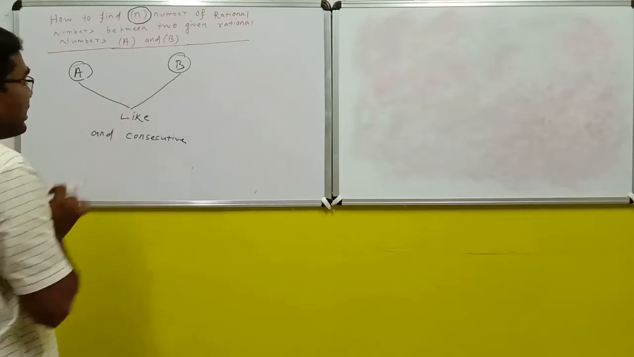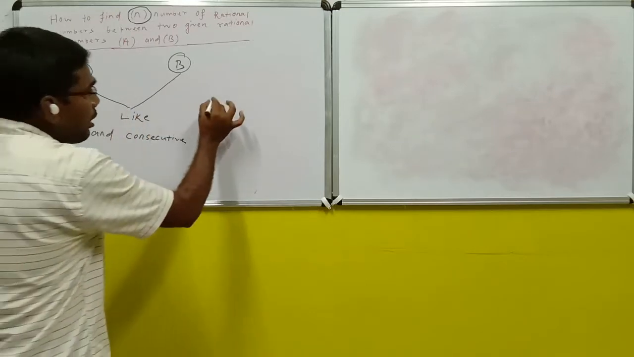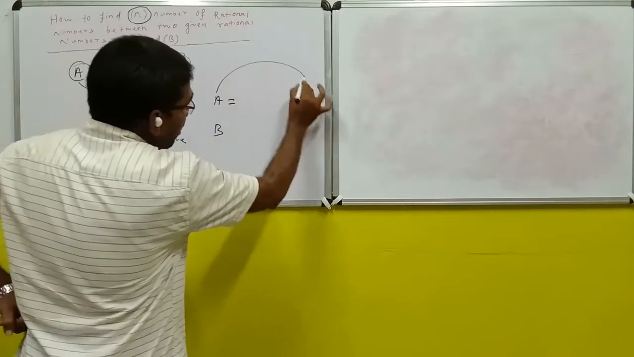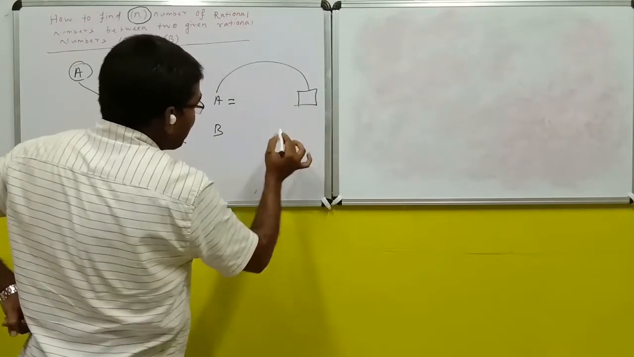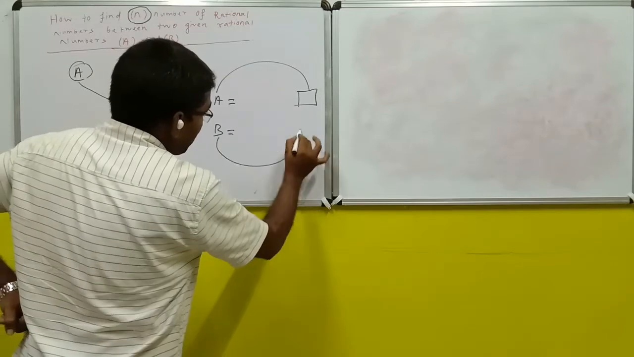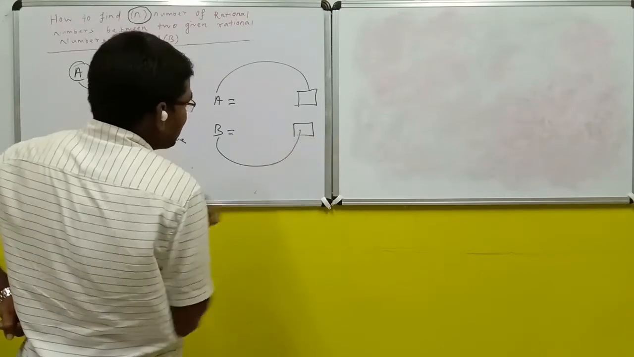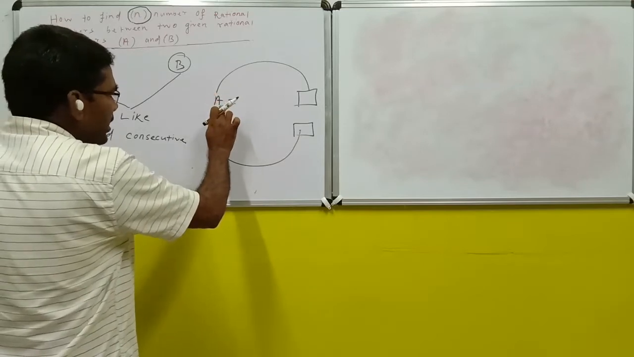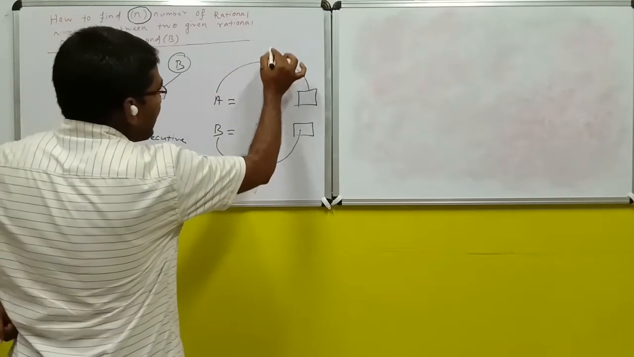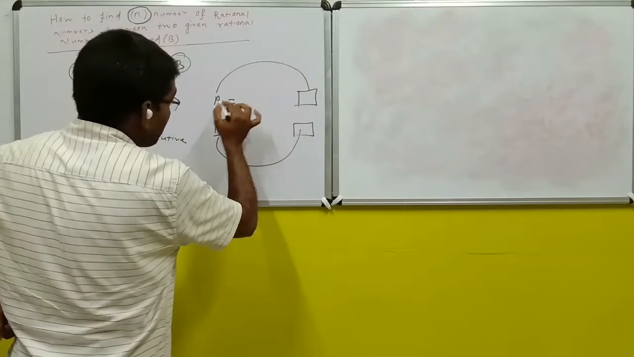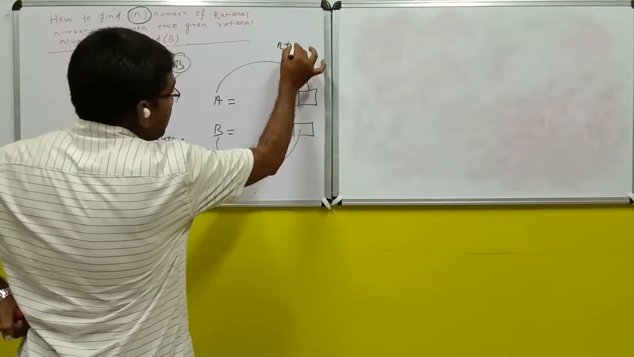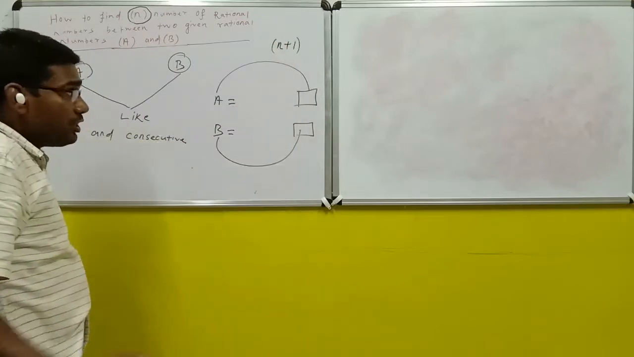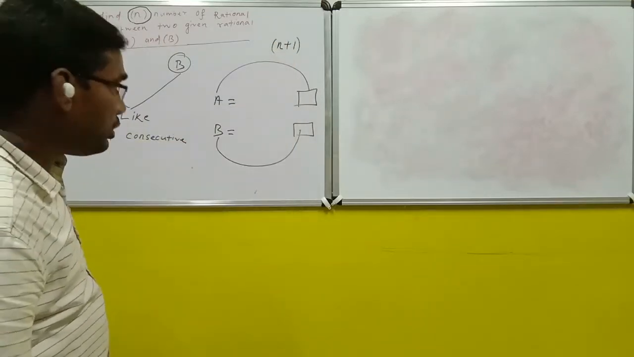So in that case, simply you have to change your given rational numbers into their respective equivalent rational numbers by multiplying the numerator and denominator by n plus 1. So it is the rule, you have to obey it. You have to keep it in your mind.